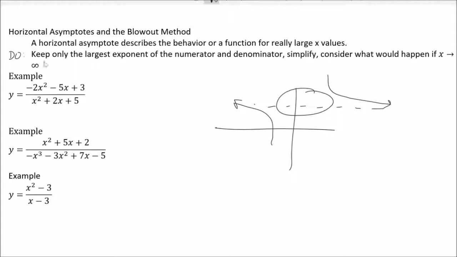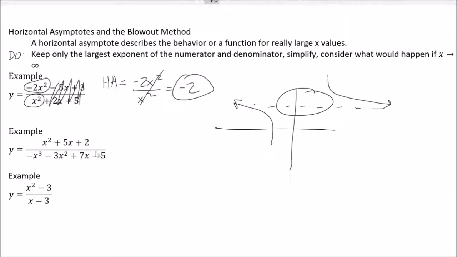Okay, so here's what we do. We keep only the largest exponent of the numerator and denominator. We simplify that, and we think about what would happen if x was really big. Here's how the first one's going to go. The biggest power up here is x squared, and the biggest power down here is x squared. So I'm going to ignore everything else for a minute. My horizontal asymptote will be the simplified version of this, negative 2x squared over x squared. And you can cancel out the x squared, so that would be negative 2.